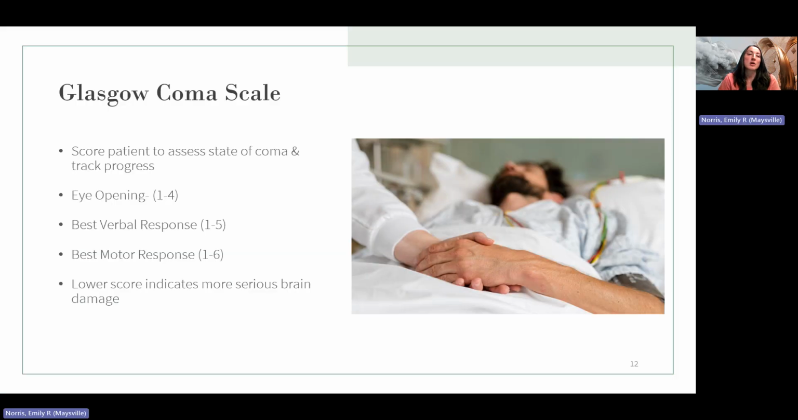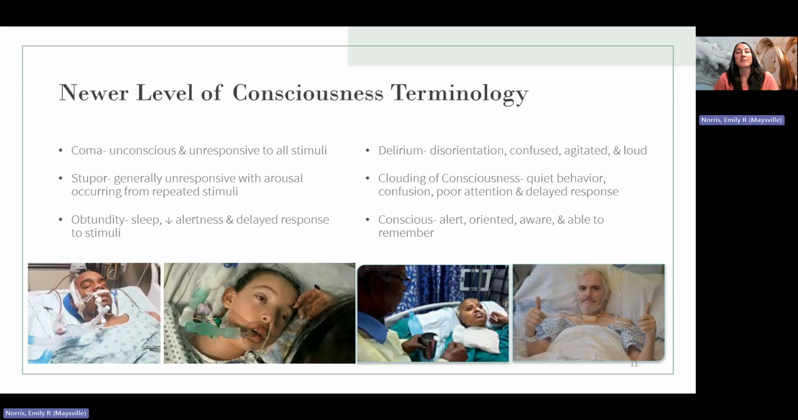With the new terminology, with the Glasgow, new terminology, I skipped a slide. New terminology, the levels of consciousness include more descriptive terms. So coma is still unconscious, unresponsive to all stimuli. A stupor, they're still generally unresponsive, but they are able to arouse a little bit to repetitive stimuli.